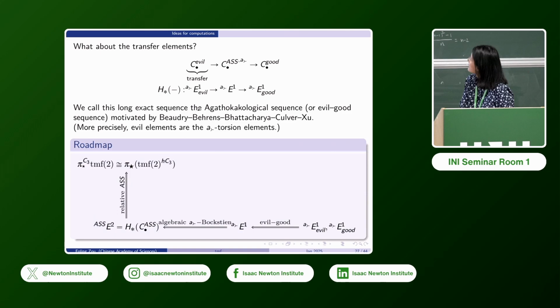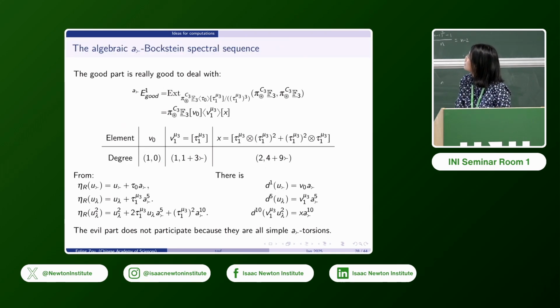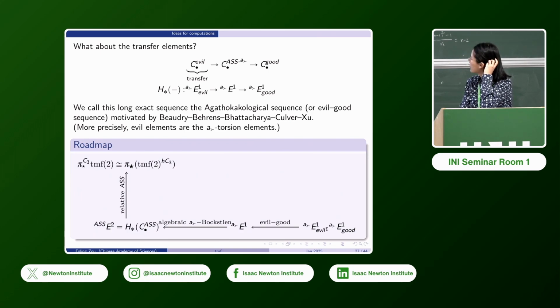And we call this long exact sequence the evil-good sequence, or the Agatha-logical sequence, motivated by the work of these authors. And if you want a more precise definition, an evil element or a transfer element is precisely an A-spoke torsion element. So we have established this part of the roadmap I promised. Now, actually, we should do it from start to end, but this part is really easy.